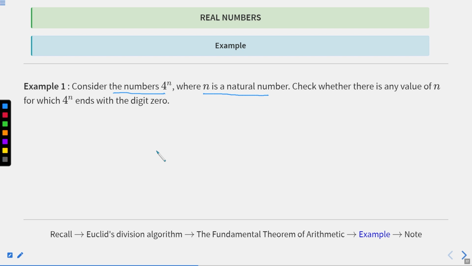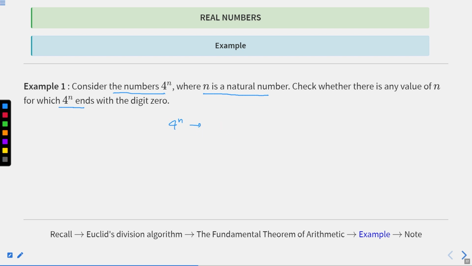And here we have to check whether there is any value of n for which 4 to the power n ends with the digit 0. That is, 4 to the power n.